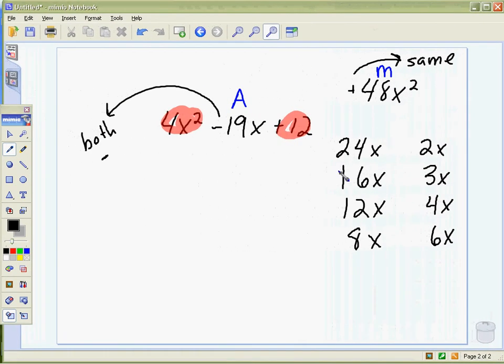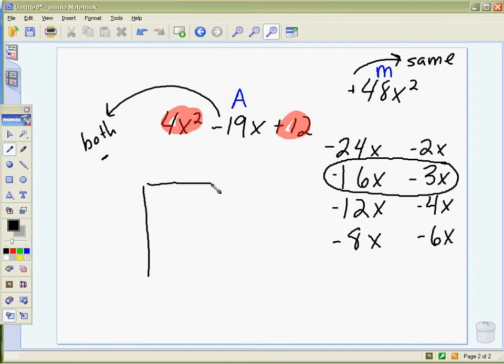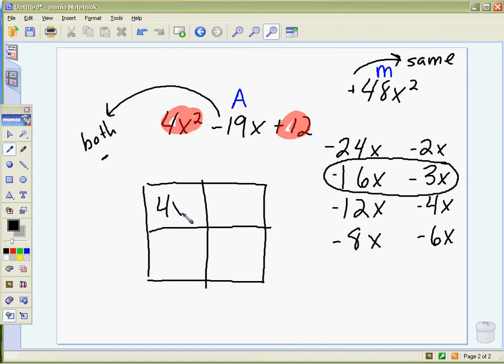So let's go and see what we have here. I know that both of my signs are going to be the same. They're both going to be negative. So each one of these sets multiply to get me 48x squared, but which set is going to add to get me negative 19x? And that's the minus 16x and the minus 3x. So at this point I draw my box, divide it into 4 sections. My first term comes up here. My last term goes down here. And then I can put my 2 terms that I found in any place that I want.